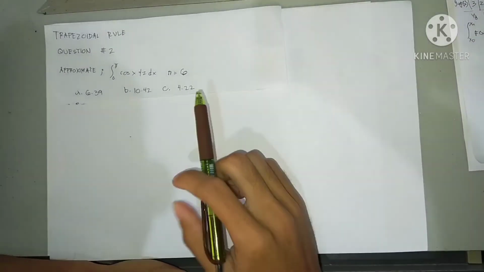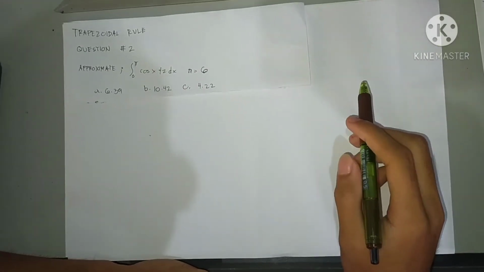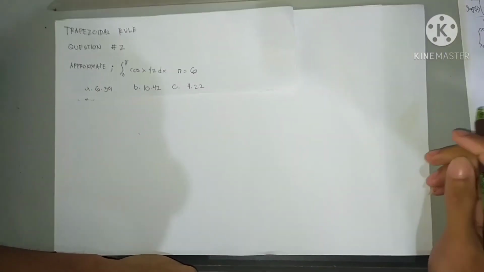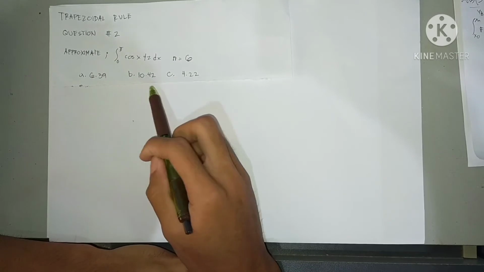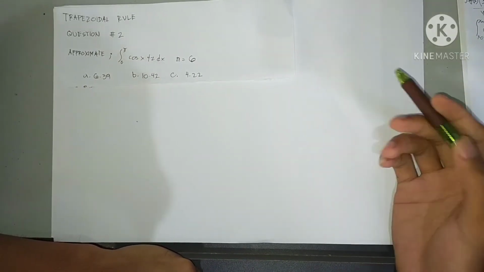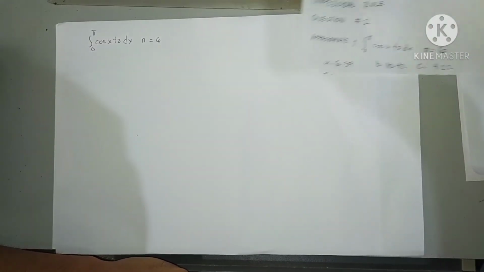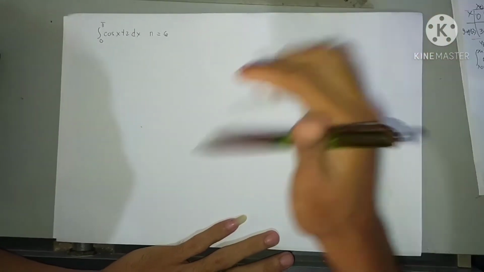Number 2 question. Approximate the integral from 0 to pi of cos x plus 2 dx, where n is equal to 6. Our choices are A. 6.39, B. 10.42 and C. 4.22. To solve for this equation, we use the trapezoidal rule.